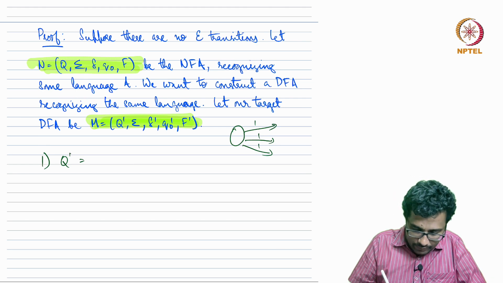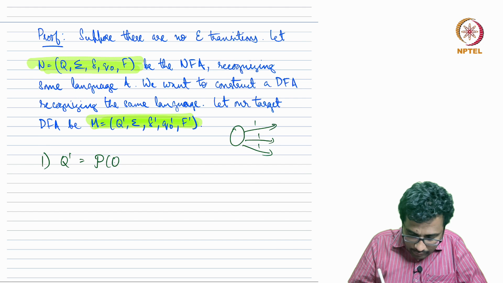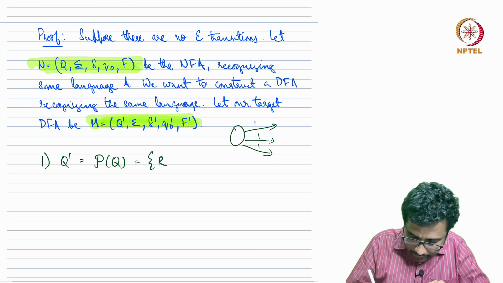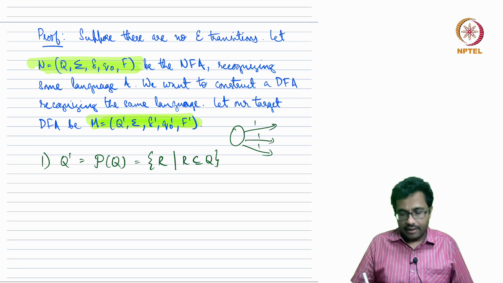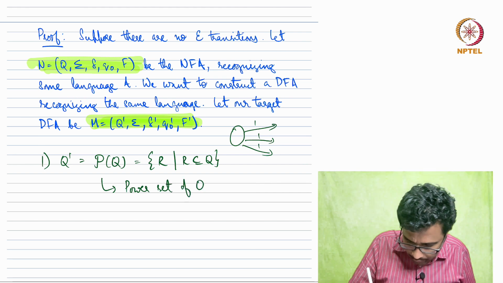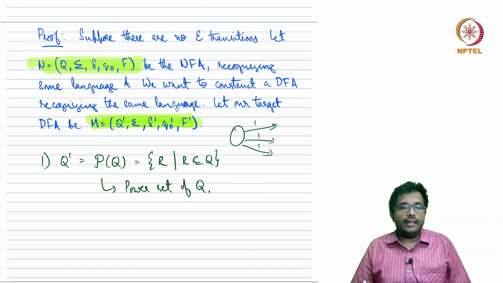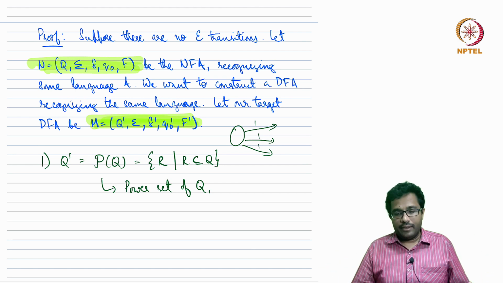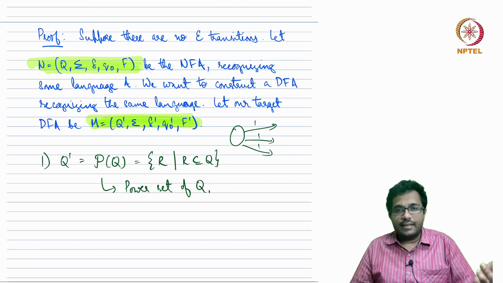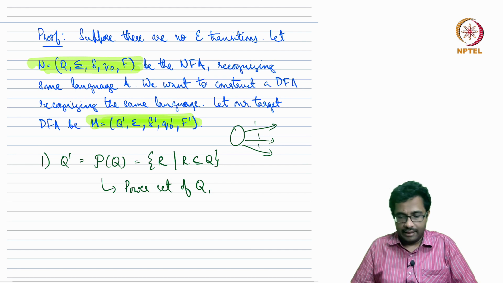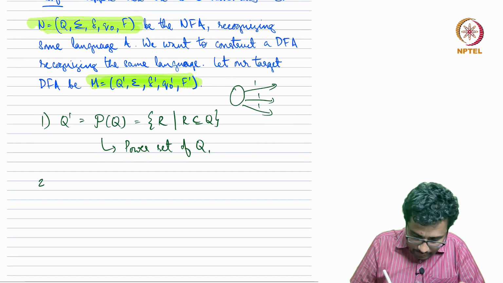So the set of states of the DFA is actually P of Q, which is the set of all possible sets of states. In other words, it's called the power set of Q. So each state of the DFA is a subset of the states of the NFA. So if the NFA has, let's say, 3 states, the resulting DFA will have 2 power 3 states, because that's the number of elements the power set contains. Okay. Sigma is the same, so there is nothing to say there.